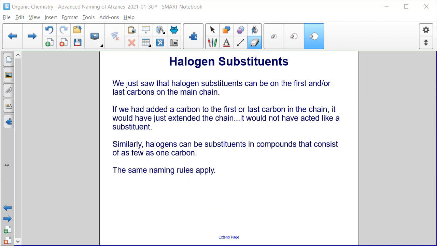We just saw in those previous examples that halogen substituents can be on the first and or last carbons of the main chain. If we had added a carbon to the first or last carbon in the chain, it would have just extended the chain. We would have just kept on counting, adding to our main chain. It would not have acted like a substituent. Similarly, halogens can be substituents in compounds that consist of as few as 1 carbon, and the same naming rules apply.